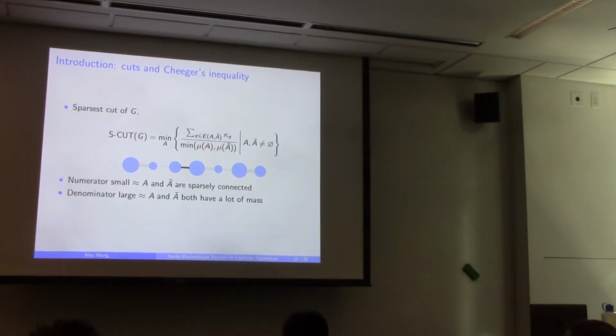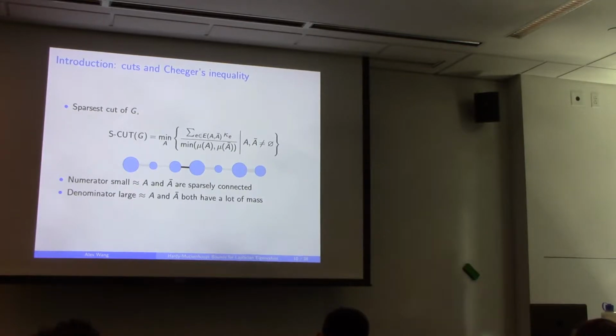And we're going to divide by the minimum of the masses on either side. So I'm going to sum up these masses, call that the mass of A. Sum of these 4 masses on the right, call that the mass of A complement. And I'm going to take the minimum of those 2. So what do optimizers of this problem look like? Well, we want the numerator to be small, and in some sense that's asking us for A and its complement to be sparsely connected. We would like the denominator to be large, which in a sense tells us that we want A and its complement to both have a lot of mass.